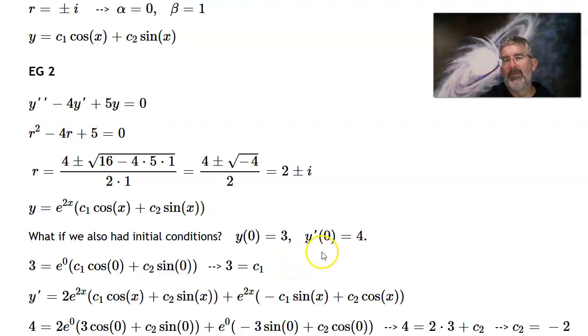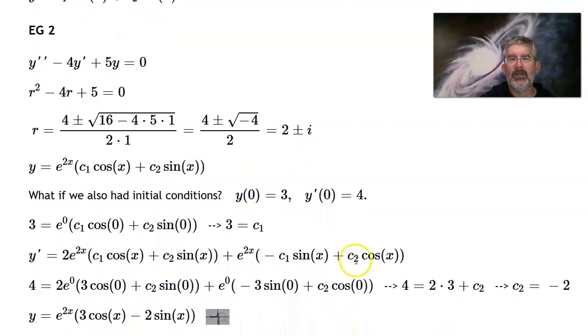Now, in order to use the second initial condition, we actually have to take a derivative first. There's a product rule that has to happen. So there's the derivative of the exponential, and I left the sines and cosines alone. And then there's the exponential with the derivatives of the sines and cosines.